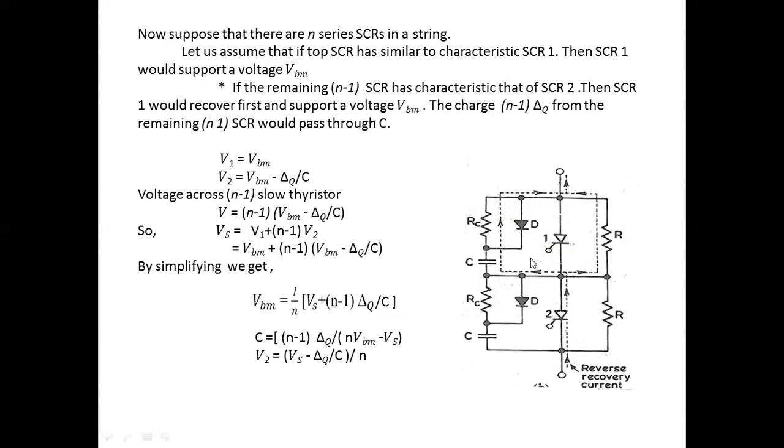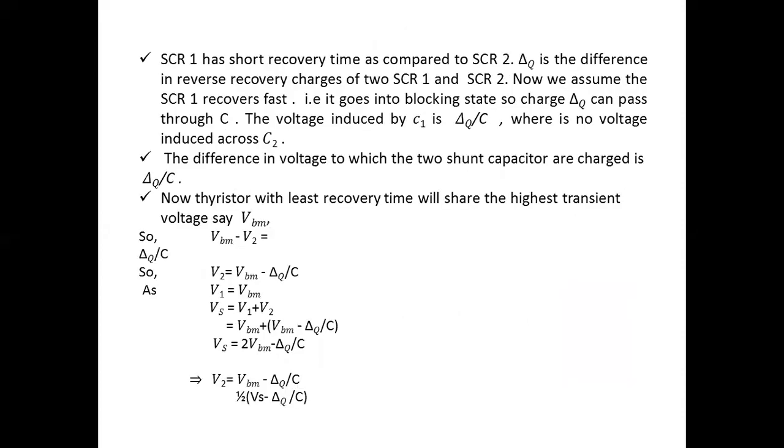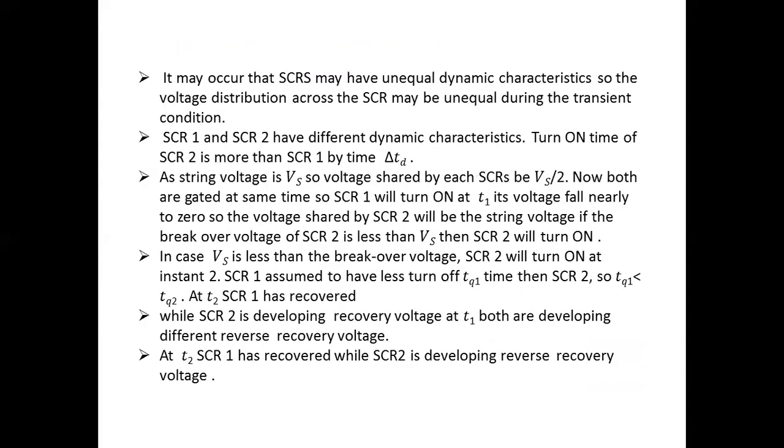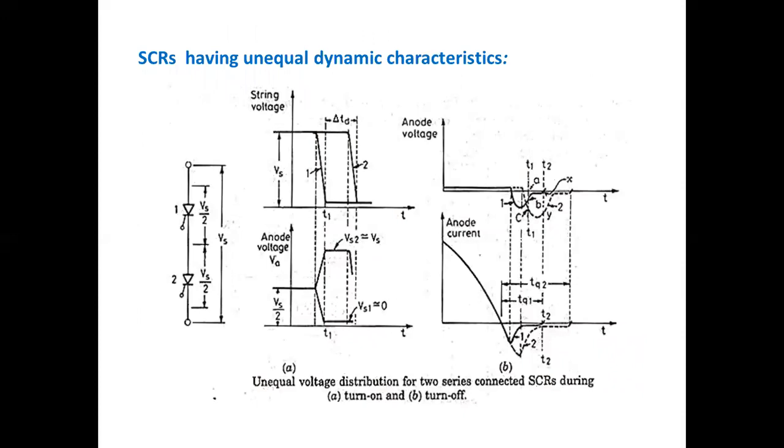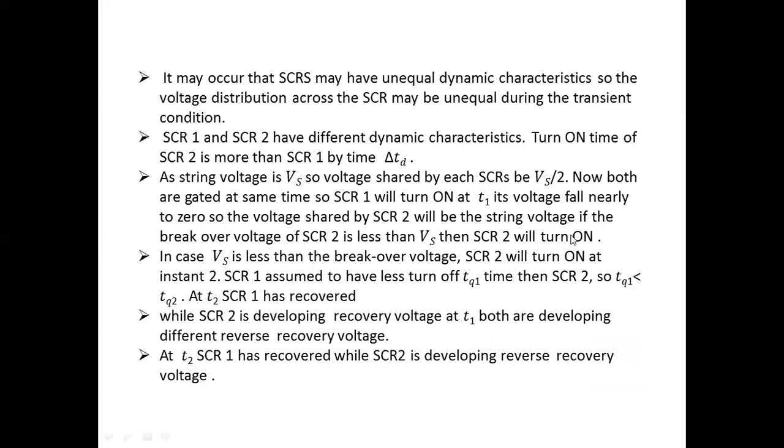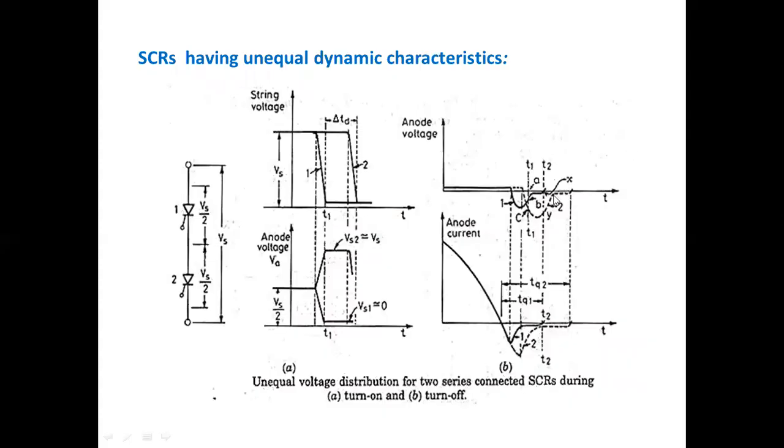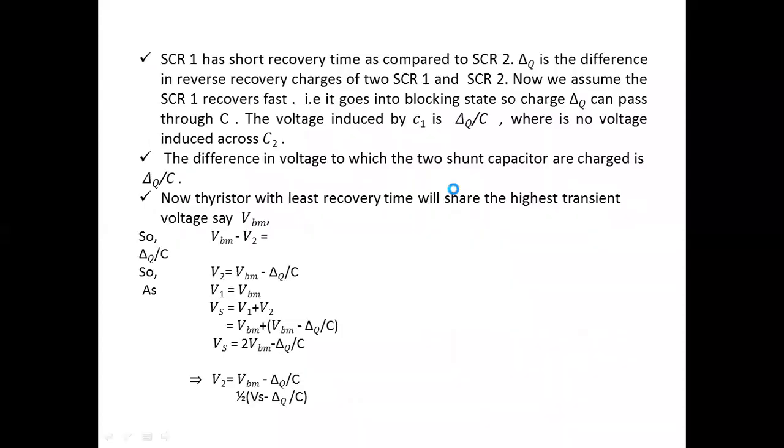Here there is a limiting of dV by dt across the SCR, that is, the change in voltage with respect to the change in time during the turn on and turn off time periods. We observed in the diagram that the voltage values change. If you observe the anode voltage during the turn off time period, what should happen with respect to these conditions?